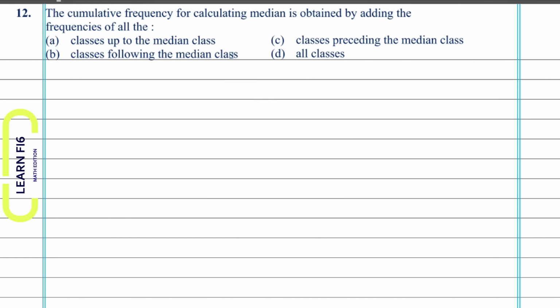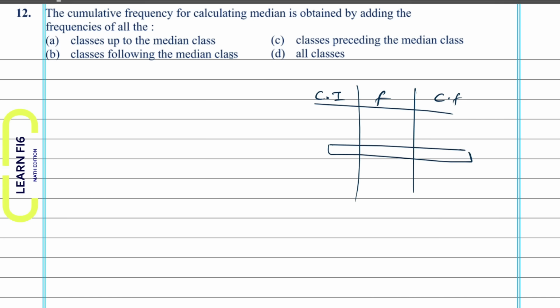Let's go to question number 12. In this, the cumulative frequency for calculating the median is obtained by adding the frequencies of all the classes. Usually to find the median, we write the table with class interval, frequency, and the last one is cumulative frequency. If this is the median class, the CF value that we use in the median formula will be added up to the one before the actual median class. We are not going to add the frequency of the median class. We will stop one value before that. So the classes preceding the median class is the correct answer.